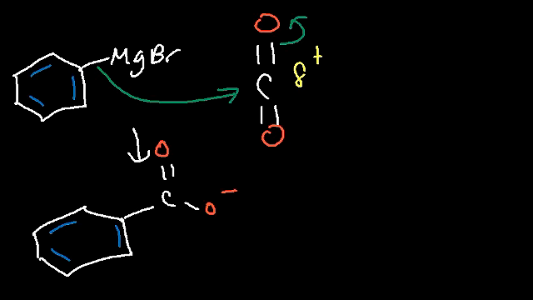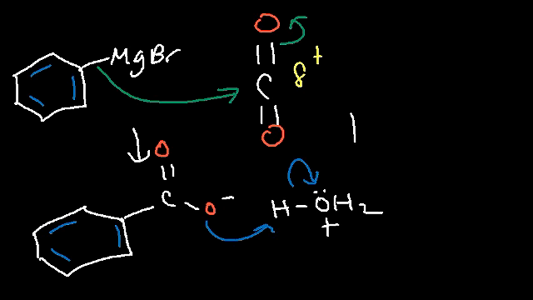This is known as benzoate. Now we still have the magnesium plus 2 ion and a bromide ion in the solution. So if you want to, you can write it like this. But let's not worry about the Mg part. Once we add H3O+, we're going to get benzoic acid. And so this is it.